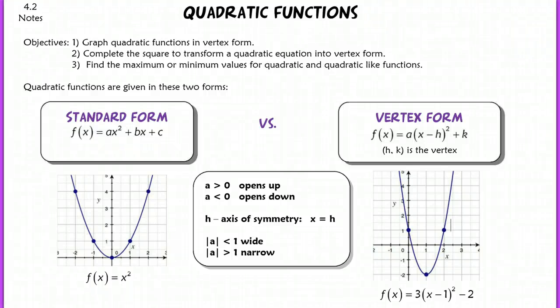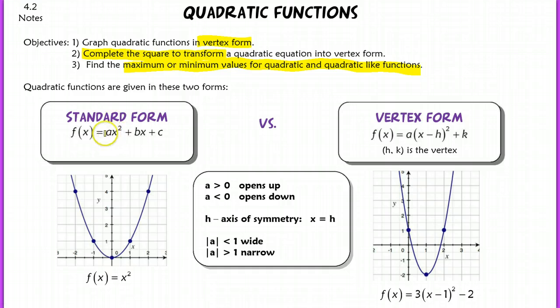Hello, this lesson is for section 4.2, quadratic functions. We're going to do some review, but we're also going to do something brand new that you haven't seen at all. For review, we're going to graph quadratics that are in vertex form. If they're in standard form, we're going to complete the square to transform them so that we can graph them. And finally, the new part for you is to find the maximum and minimum values for quadratic, but also quadratic-like functions. Okay? Alright, so let's start off with an explanation for standard form versus vertex form.